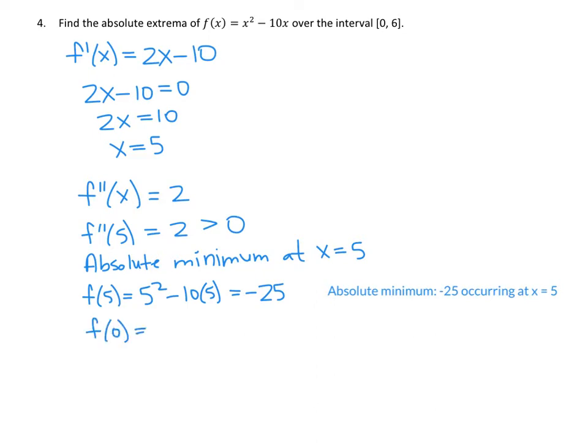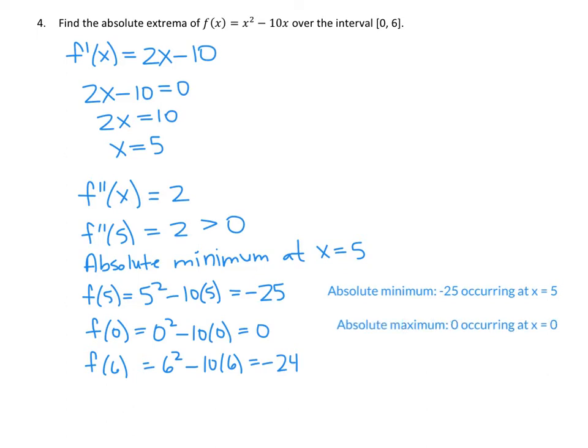If we plug 0 into our original function, we have 0 squared minus 10 times 0, which gives us 0. If we plug 6 into our original function, we have 6 squared minus 10 times 6, which gives us negative 24. Since 0 is greater than negative 24, that means our absolute maximum value is 0, and that occurs at the x value 0.